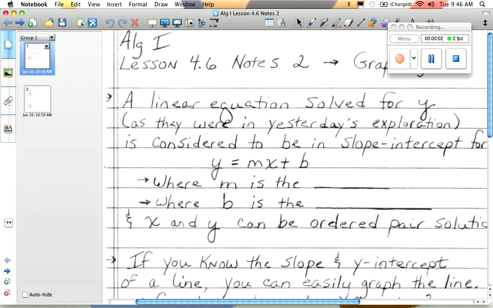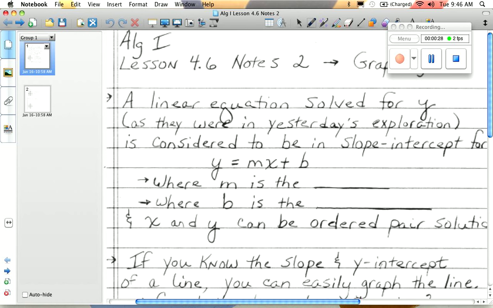So today, as we continue on in lesson 4.6, we're going to move into the graphing part. So a linear equation solved for y, as they were in yesterday's exploration. Actually, that would have been last Friday when we were here. When it's solved for y, it's considered to be in slope-intercept form. And when I ask you to tell me what slope-intercept form is, you should be able to recite that y equals mx plus b equation.